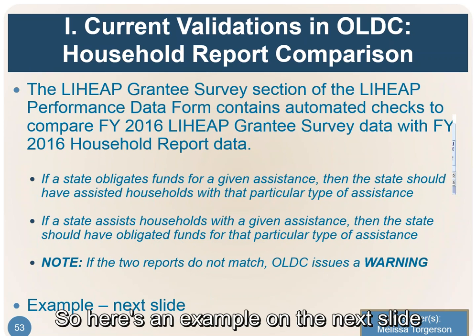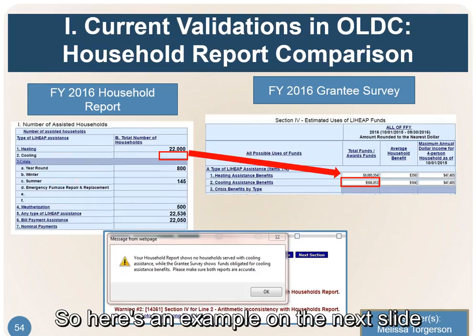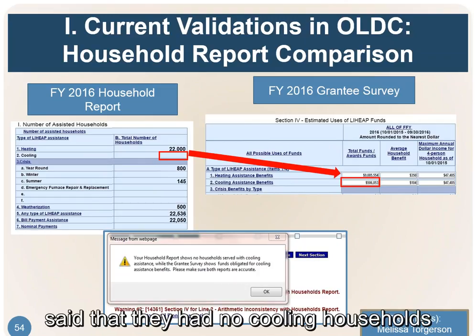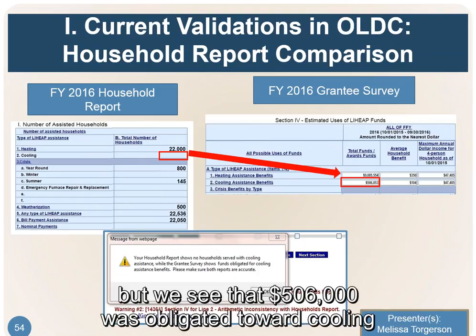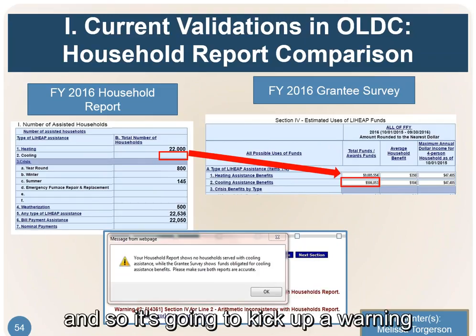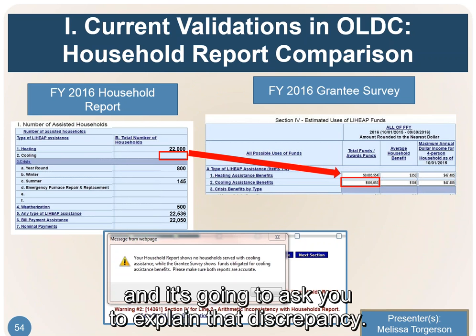So here's an example. On the next slide, in the household report, this particular grantee said that they had no cooling households, but we see that $506,000 was obligated toward cooling, and so it's going to kick up a warning and it's going to ask you to explain that discrepancy.